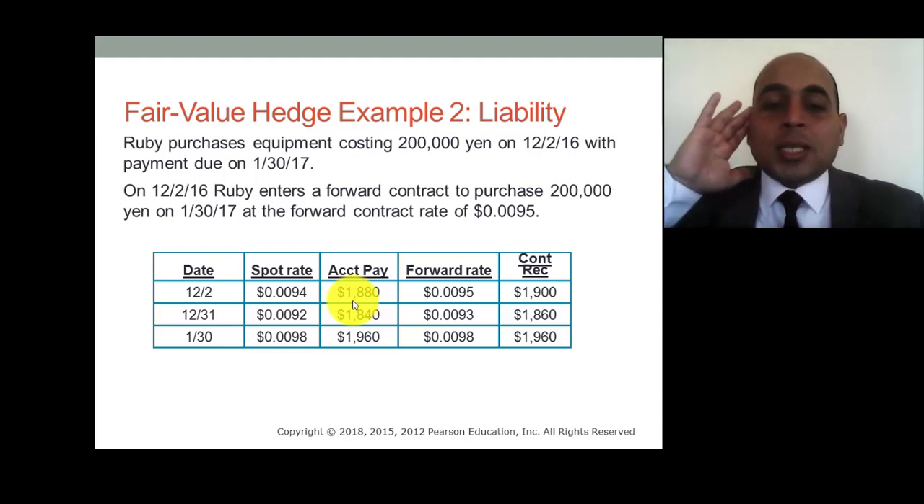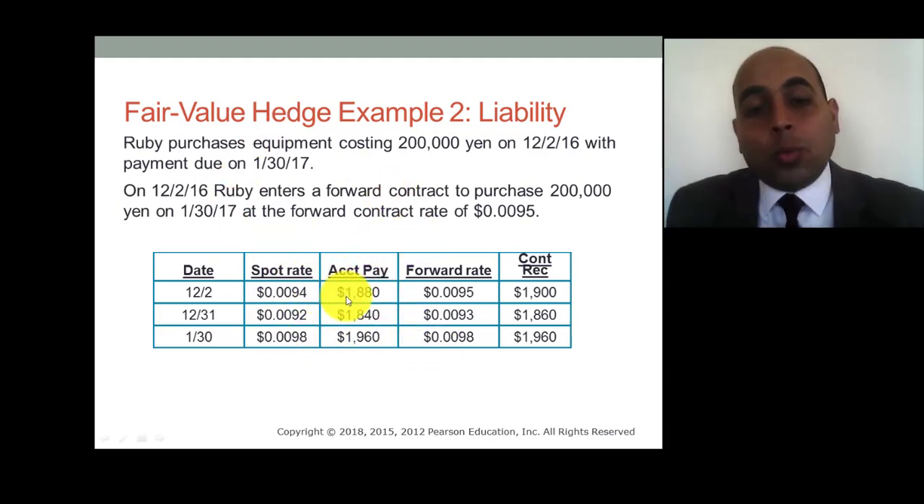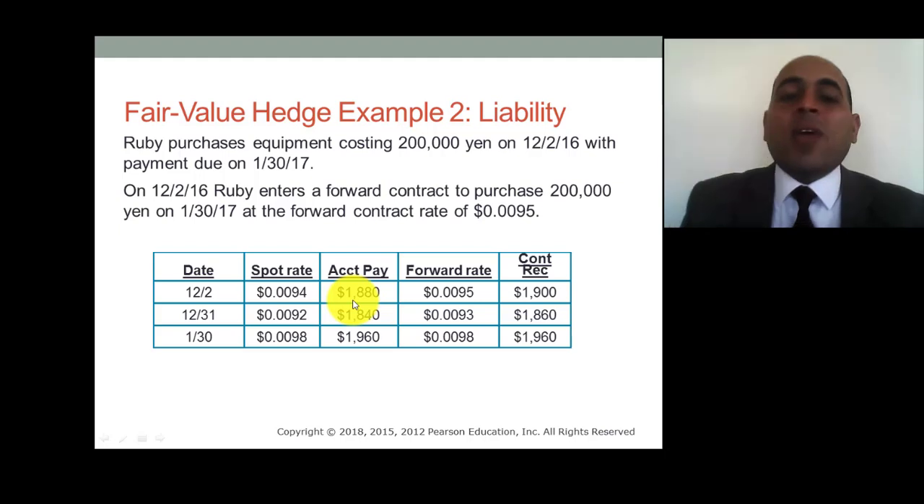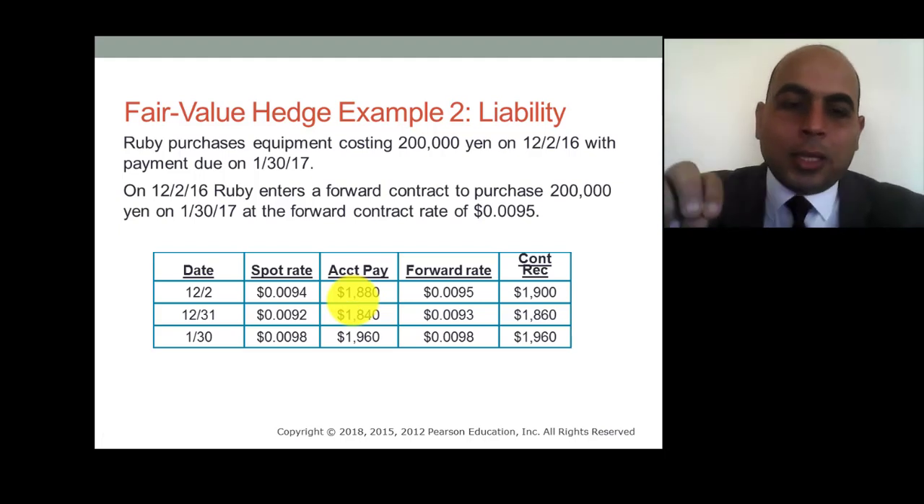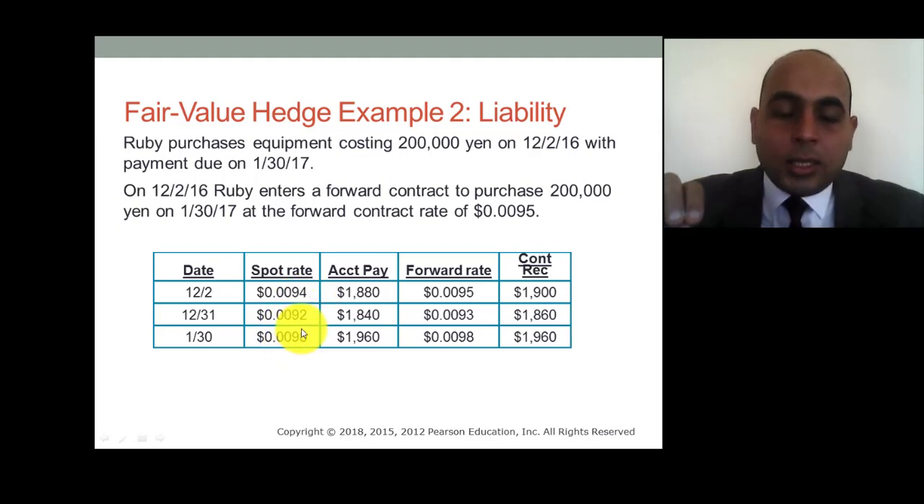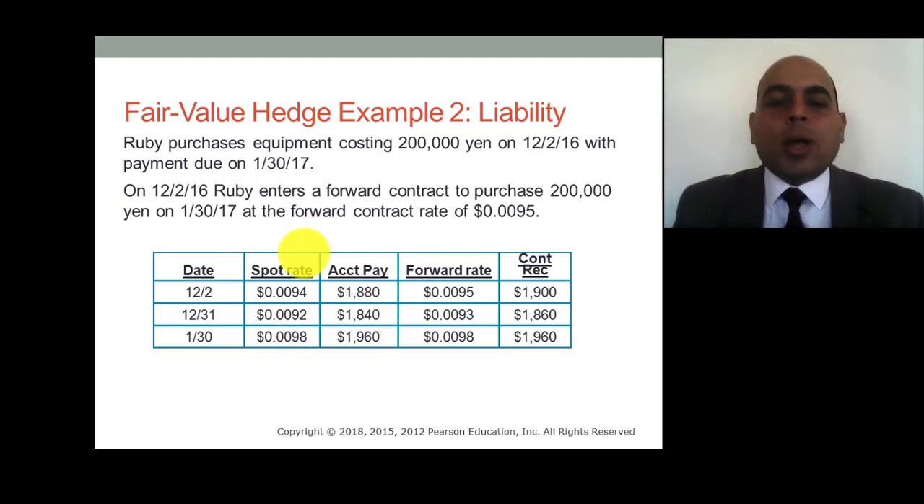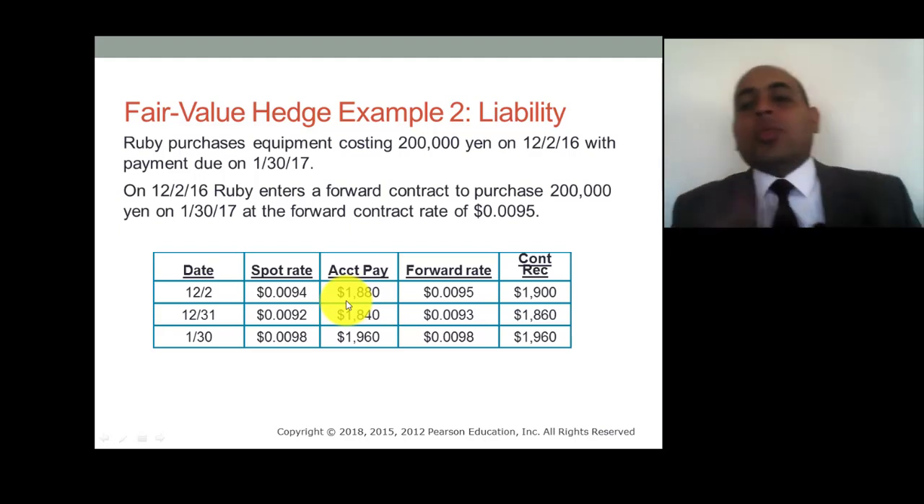But the point is, I recorded it on the date of recognizing the transaction by 1,800, but the value of it has declined because of the declining spot rate from 94 to 92. So the amount I owe is fixed, 200,000 yen, but I will buy it by 1,840, so I have a gain in this case.